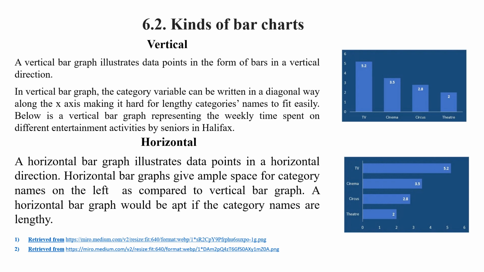Horizontal. A horizontal bar graph illustrates data points in a horizontal direction. Horizontal bar graphs give ample space for category names on the left as compared to a vertical bar graph. A horizontal bar graph would be apt if the category names are lengthy.